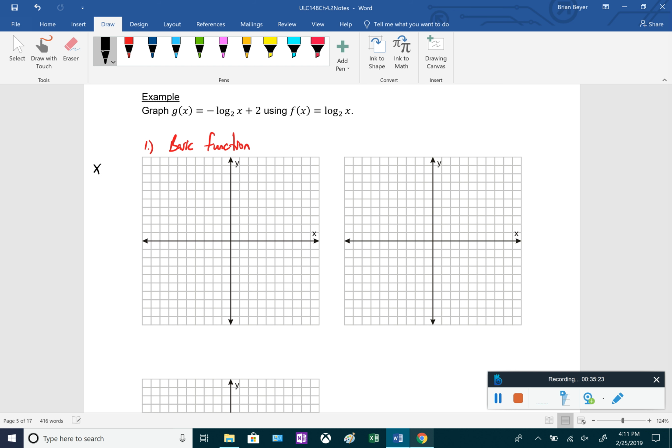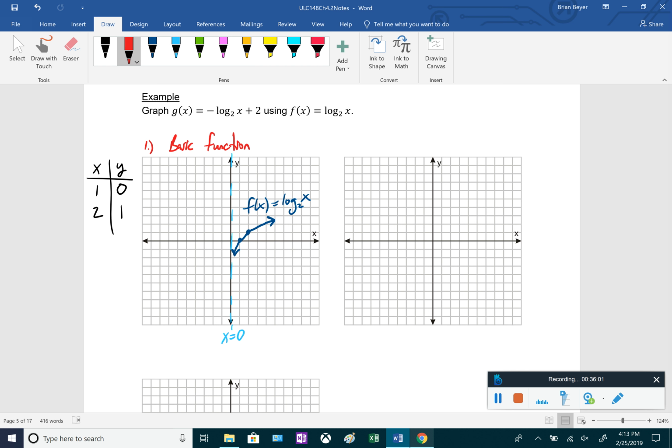The b is greater than 1 here. So I'm going to use a couple more points. I'm going to plug in a 1 and I'm going to plug in a 2. Because log base 2 of 1 equals 0, log base 2 of 2 equals 1. So plotting those points, we get this. We have the vertical asymptote at x equals 0 once again. Connecting these points gives us something like that. This is f of x, which is log base 2 of x.